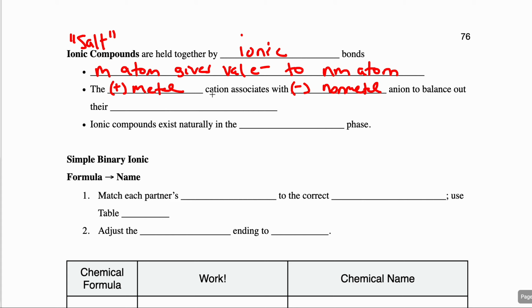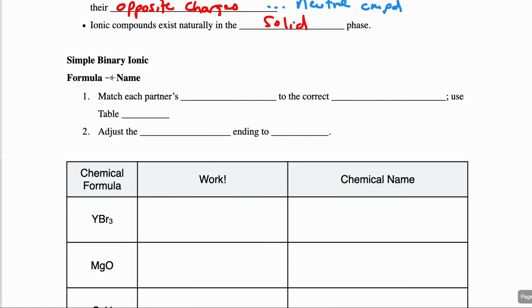So the positive cation, the negative anion, they associate to balance out their opposite charges. And when they associate and balance out their opposite charges, they end up forming a neutral compound. So all matter is neutral. Now, ionic compounds or salts, they exist naturally around us in the solid phase. That's their natural state. Okay, so let's start with the naming and formula process.